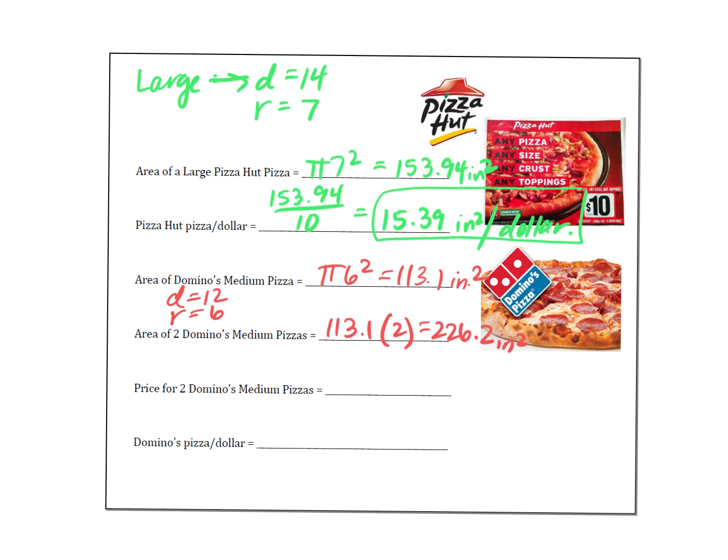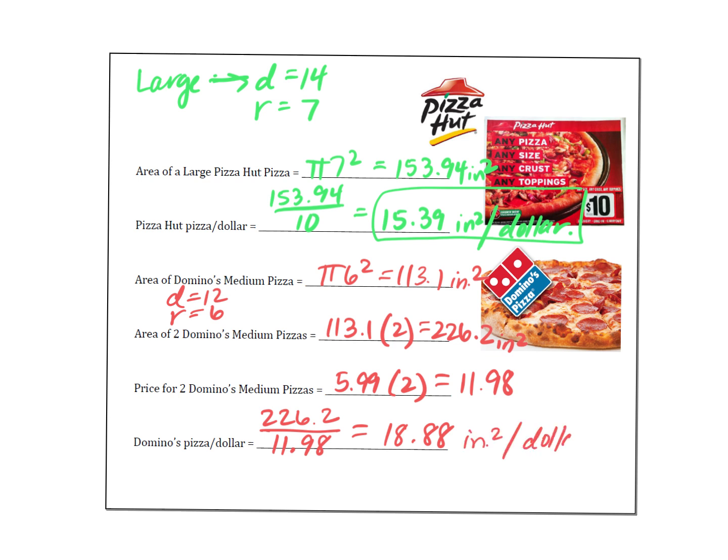Now, that's going to cost you something, right? So it's going to cost you $5.99 times 2 because you have to buy 2 of them. $5.99 times 2 is $11.98. So now the question is, how much Domino's pizza do you get per dollar? Well, you're going to get 226.2 inches squared, and it's going to cost you $11.98. So if you divide, you get 18.88 inches squared per dollar.